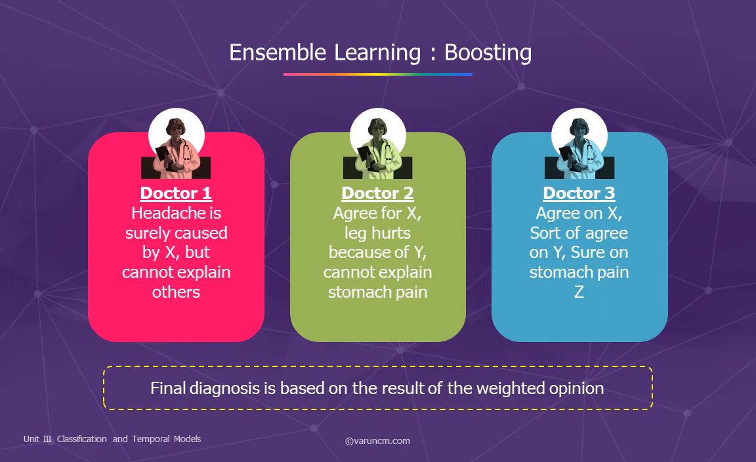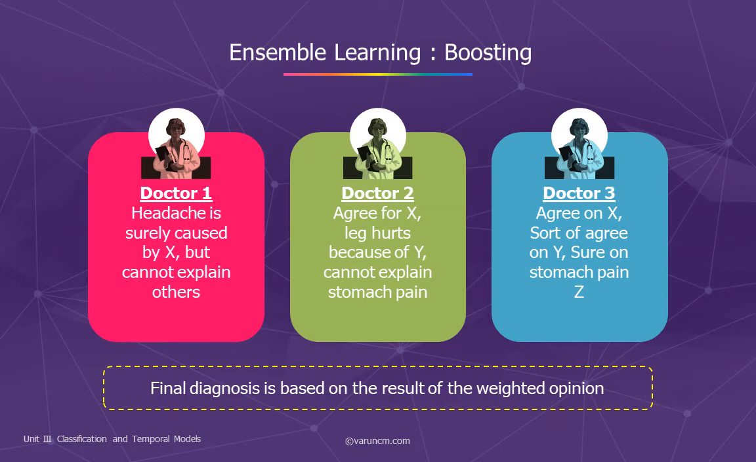So the final diagnosis is based on the result of the weighted opinion. That is, the person needs to identify which doctor's prediction he is going to obtain. That is based on the weight. So if he puts the entire belief over Doctor 3, he is going to get that Z is causing the stomach pain.